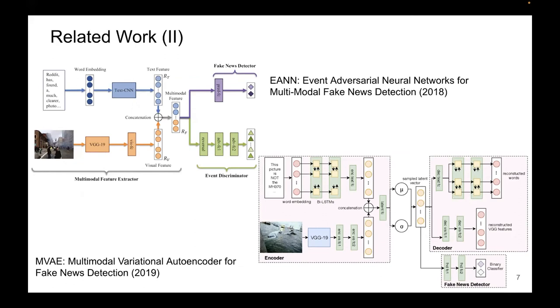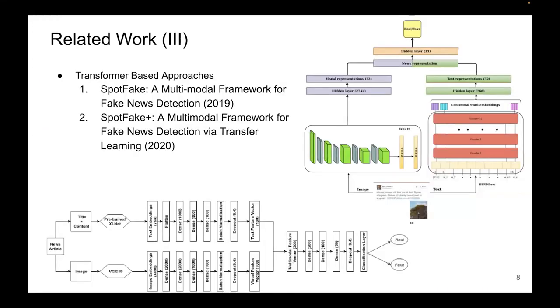Kastner also came up with MVAE, a multimodal variational autoencoder for fake news detection, where the core aim was to generate shared representations for the features learned from the modalities. It had three submodules: encoder, decoder, and a fake news detector.